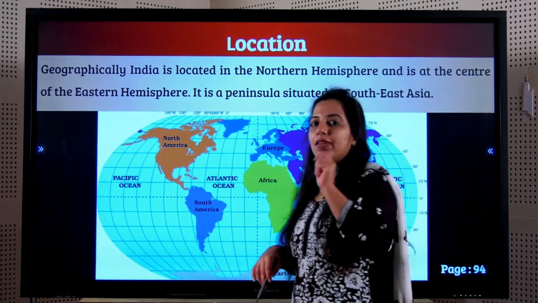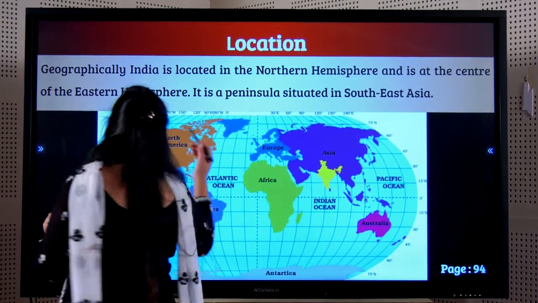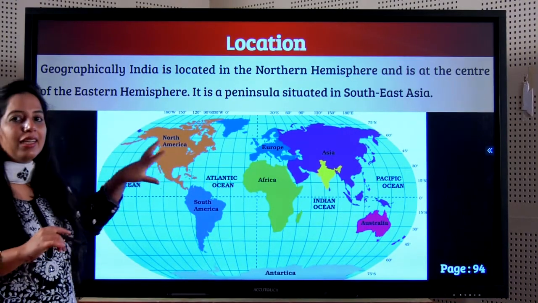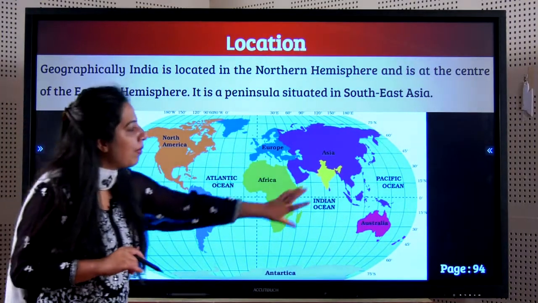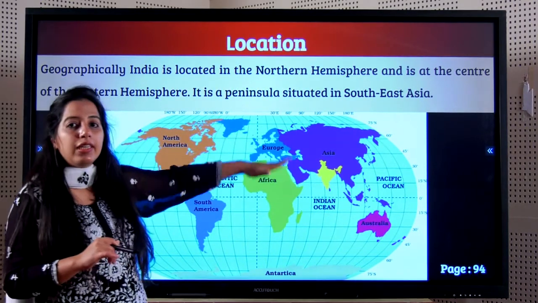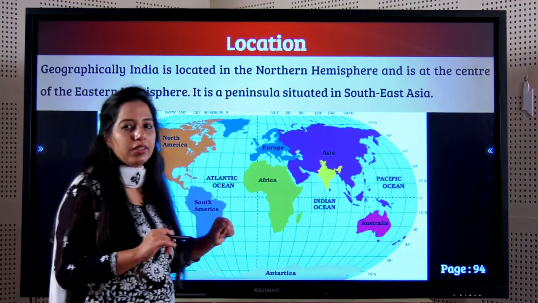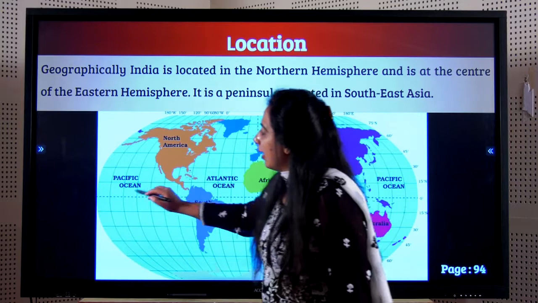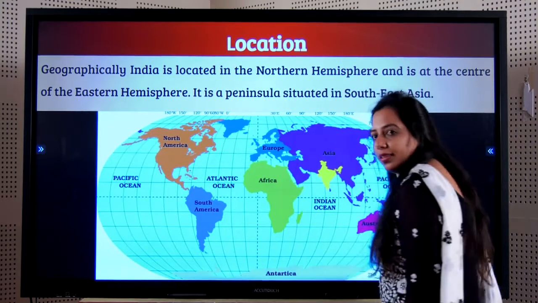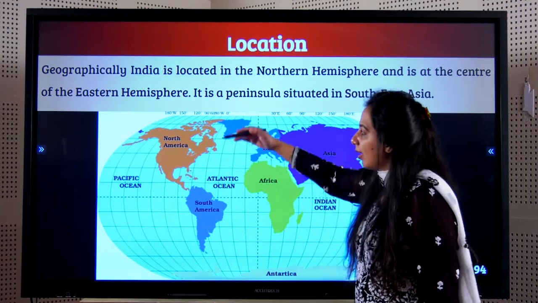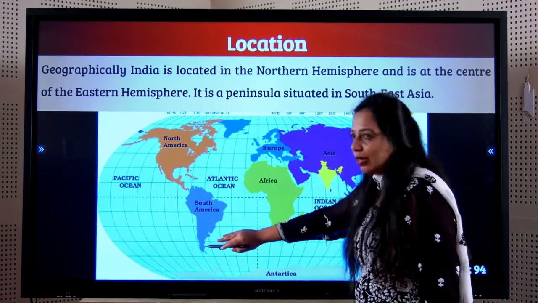The first thing we would learn is location of India. Geographically, it means when you look at the map, the world map, geographically, India is located in the northern hemisphere. What is the meaning of hemisphere? First, let's understand. The entire earth is divided into two parts, up, down.